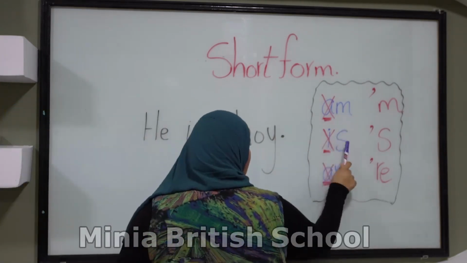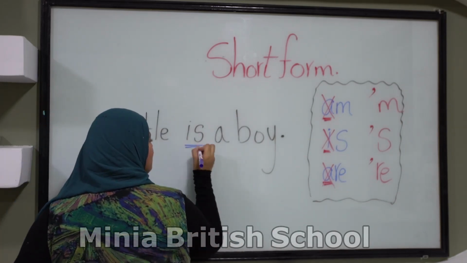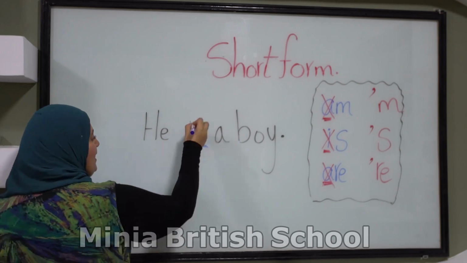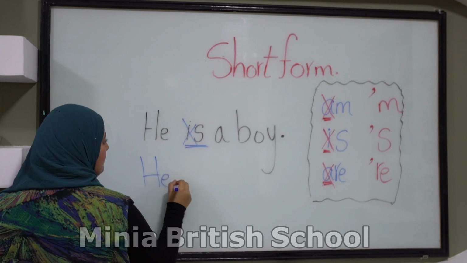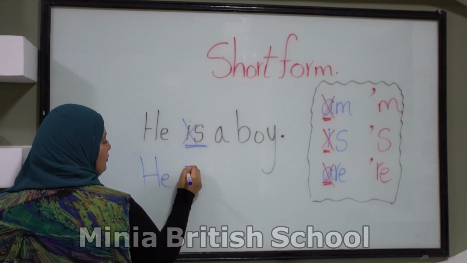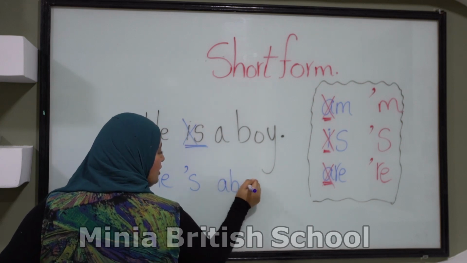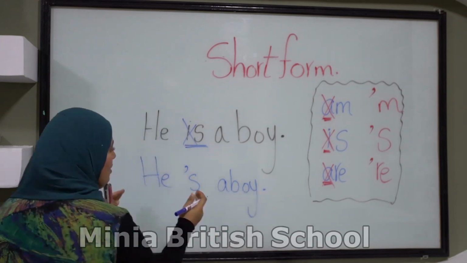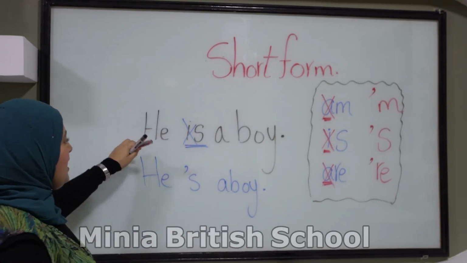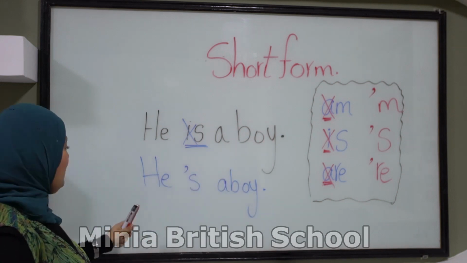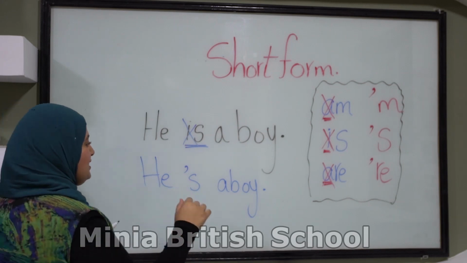I'll make short form for what? Let's go. Am, is, and are. So, which one? Is. Excellent. How will I do it? I will omit the i. So I will write he, I will omit the i, put apostrophe, s, a boy. Can you see it now? It's shorter. He is a boy. It will be he's a boy. Short form, he's a boy. Okay, let's see another one.